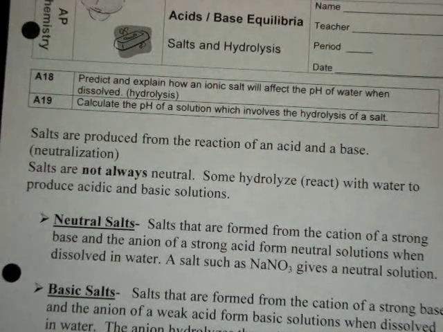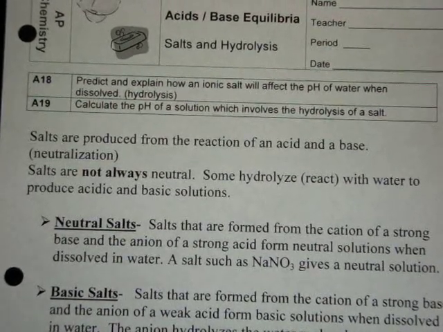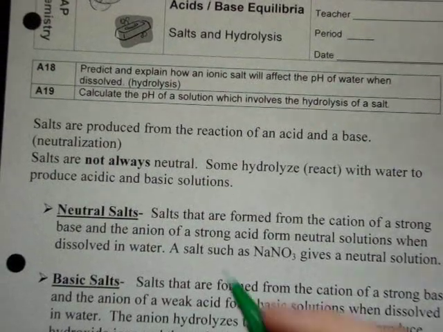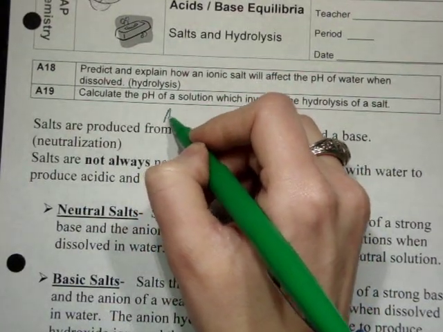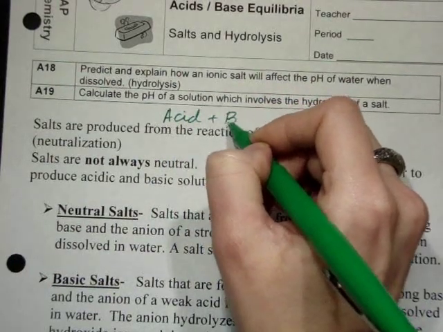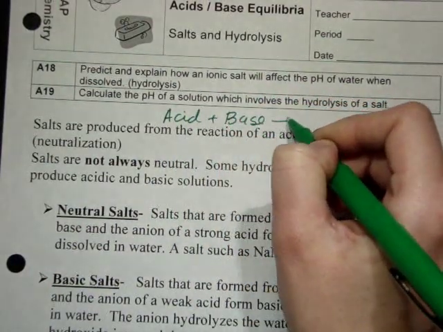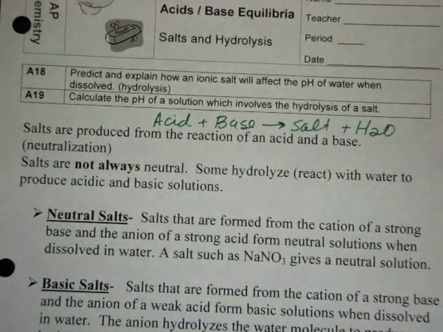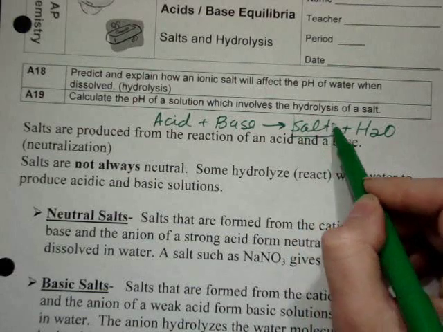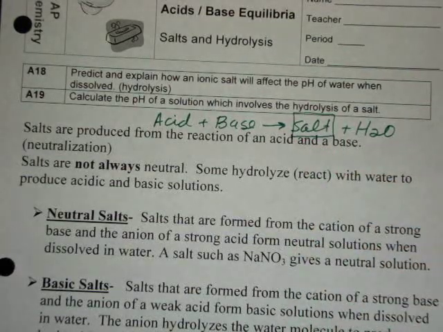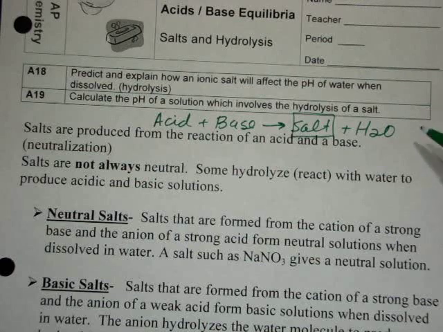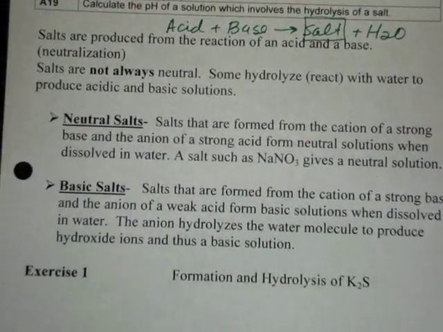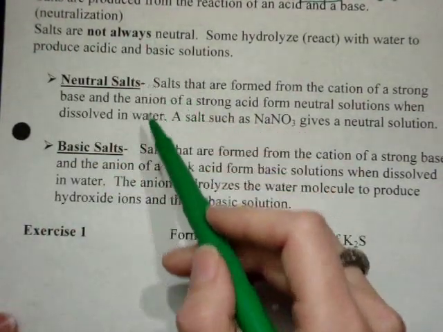Acid-base equilibria, salts, and hydrolysis is the topic for today. Most of us recognize that an acid and a base go through a neutralization reaction to produce a salt and water, which is the case. However, this salt, depending on the acid and the base that it's made from, can actually interact with water itself and create a slightly acidic or slightly basic solution. So salts are not always neutral.